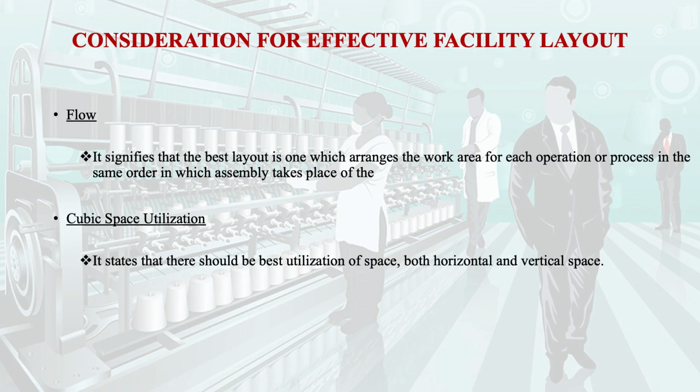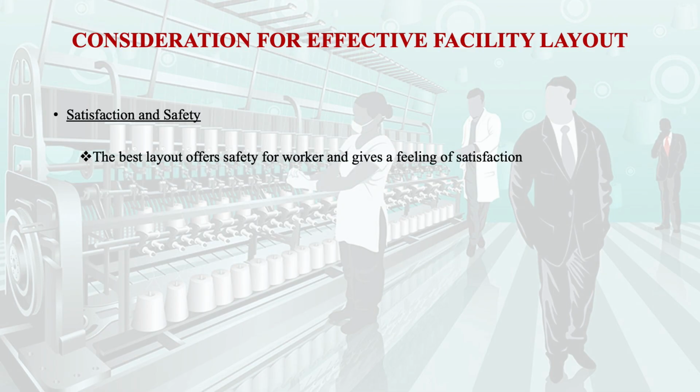Fourth one is the cubic space utilization. As we told, the horizontal and the vertical space must be utilized optimally. Satisfaction means satisfaction of the worker. If I am visiting as a worker on the shop floor, I should find satisfaction while working on a machine. That means our store should be at a minimum distance. And another important thing, the worker should feel safe in that environment. That is the most important part.